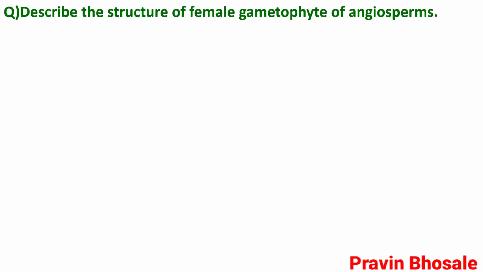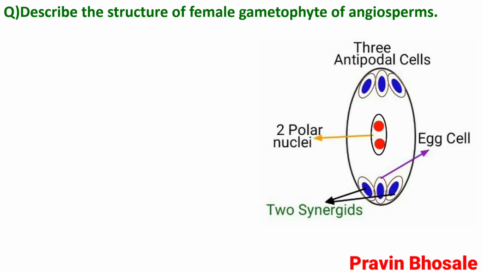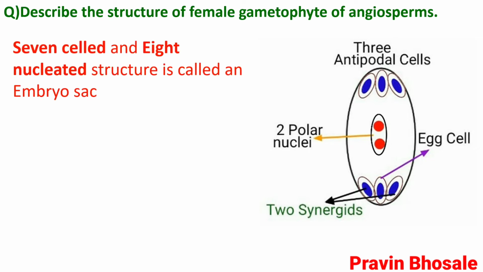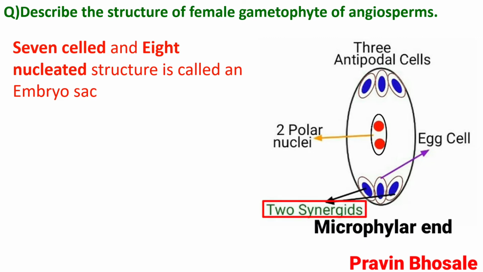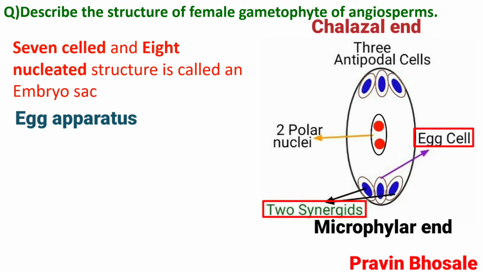Describe the structure of female gametophyte of angiosperm. So this is the structure of female gametophyte, also called embryo sac. It is a 7-celled and 8-nucleate structure. At the micropylar end are present 2 synergids and the egg cell. 2 synergids plus egg cell is called egg apparatus. At the chalazal end are present 3 antipodal cells, and these are the 2 polar nuclei.